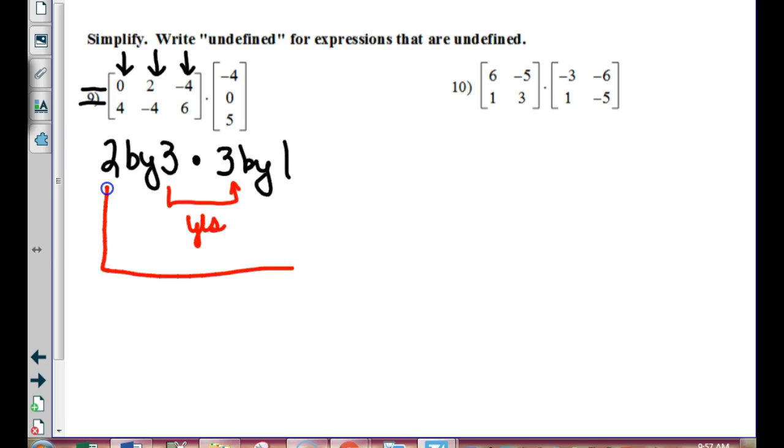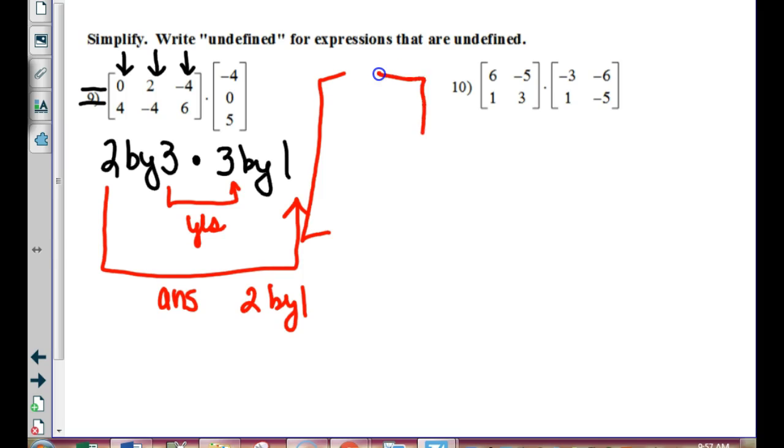And the answer will be a 2 by 1. All right. So I want you to draw a great big 2 by 1 here. 2 rows, but all in one column. So there's 2 rows all in one column. So now we're going to fill in how we're going to get those numbers. And I want you to write down the work so you remember how you did this. Kelsey, you awake back there?